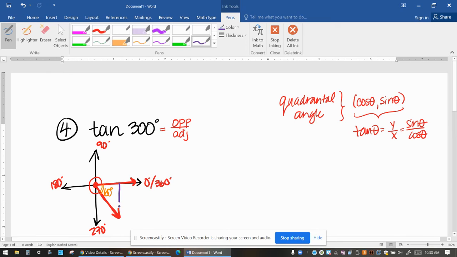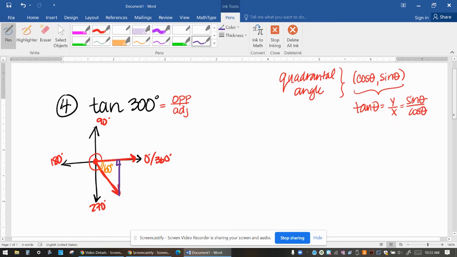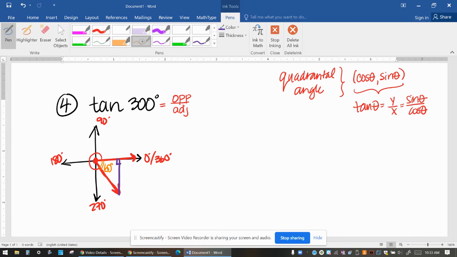Now you're going to draw a right triangle from the terminal side to the x-axis. This is a 30, 60, 90 triangle, so feel free to start filling in all the side lengths. Across from the 60 is always root 3. Across from the 30 is a 1. And the hypotenuse, which is the terminal side, is 2.